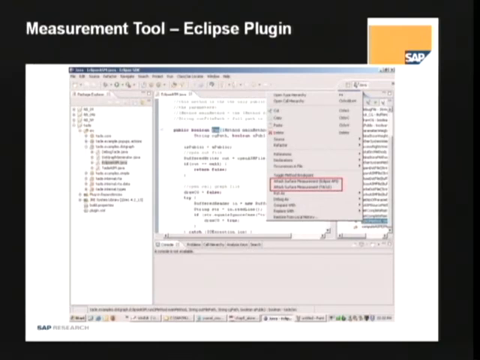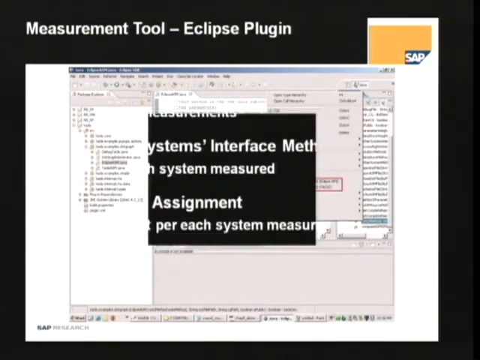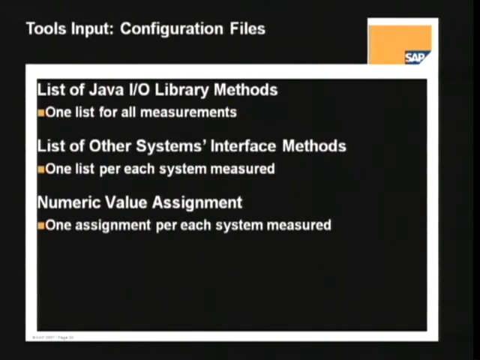Basically, what the developer needs to do is he says, okay, I have 50,000 lines of code, but I would like to do the analysis on this part of the code. He can scope the code and then just click the attack surface measurement button, and then he gets the result computed. Of course, in order to do that, you have to feed the tool with some configuration data. In this case, you have to feed the tool with the list of Java IO libraries, and the list of other systems' interface methods, right? And also this numeric value assignment we have been talking about, right? Because that input parameter is more important than the data store, for example.